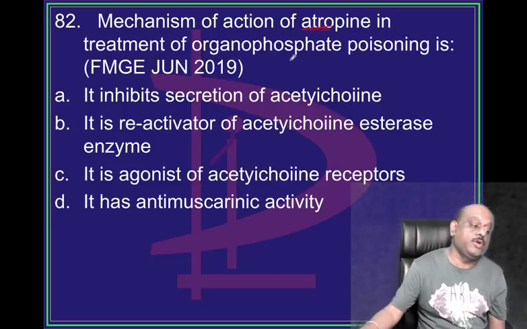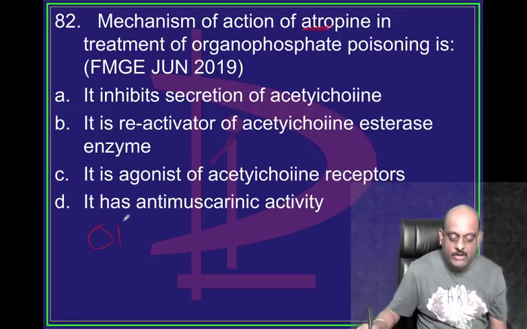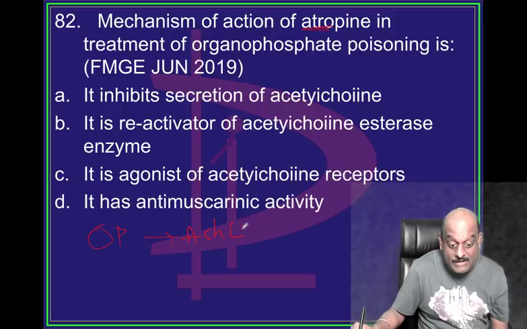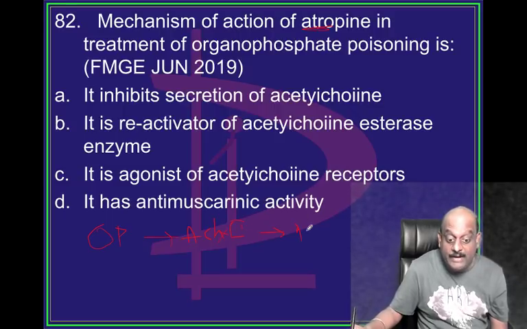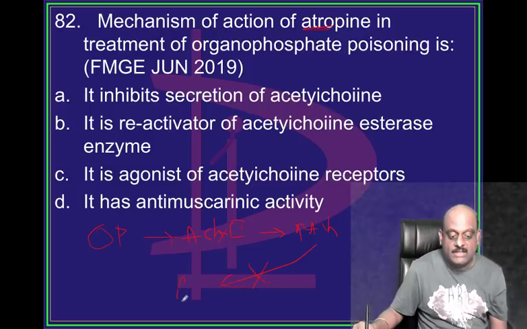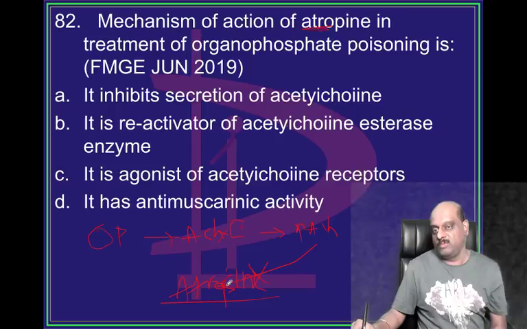Atropine, why do you give in OP poisoning? OP poisoning mein kya hota doctor? OP poisoning inhibits acetylcholinesterase. It will increase acetylcholine. Excess acetylcholine ko antagonize karne ke liye hum istemal karte hain atropine, which is antimuscarinic.